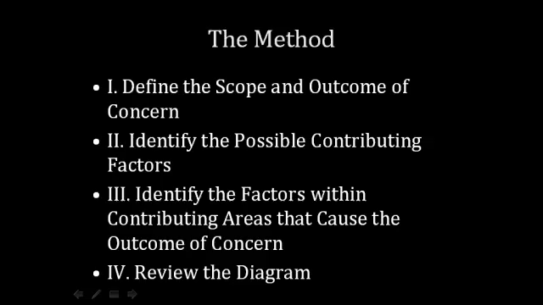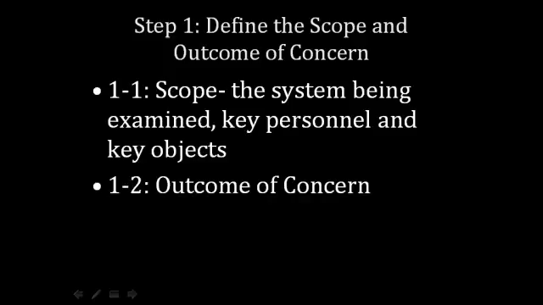Before we examine each step individually, take a moment to jot down the overall steps for creating cause and effect diagrams. First, we need to identify the scope of the project. The system being examined, as well as any key people or objects associated with the system, need to be identified. Next, we clearly define the outcome of concern.